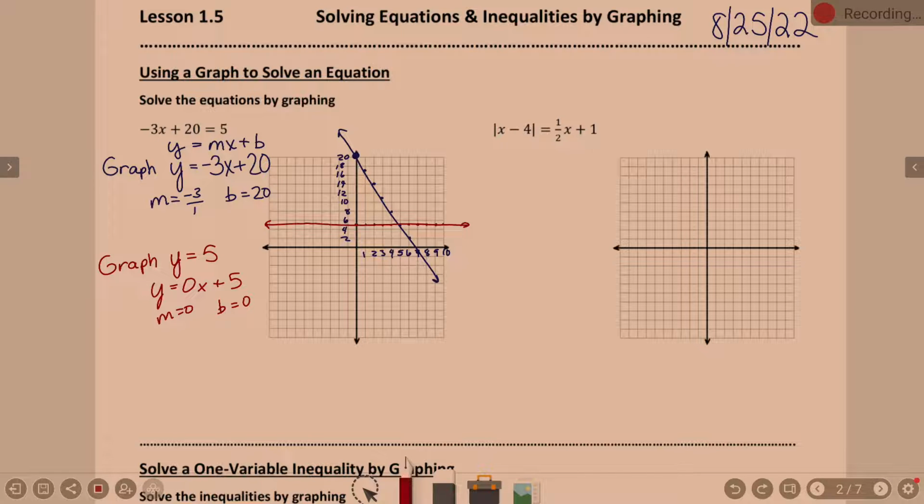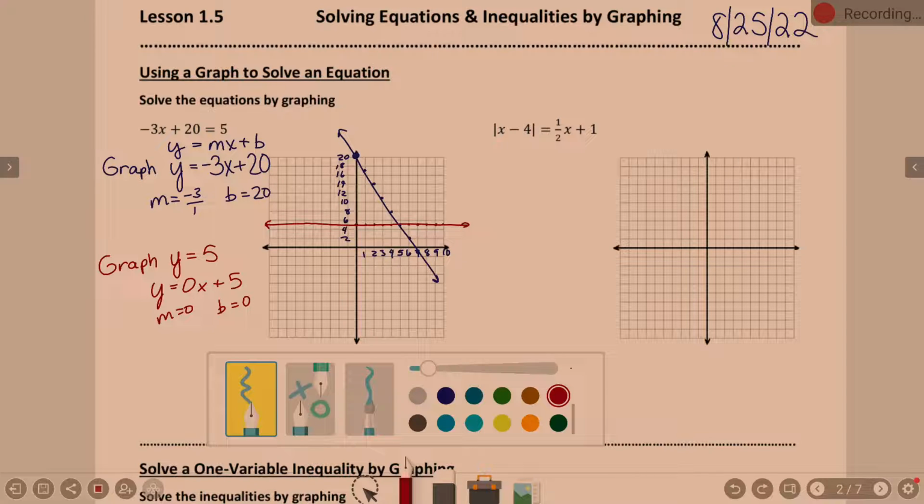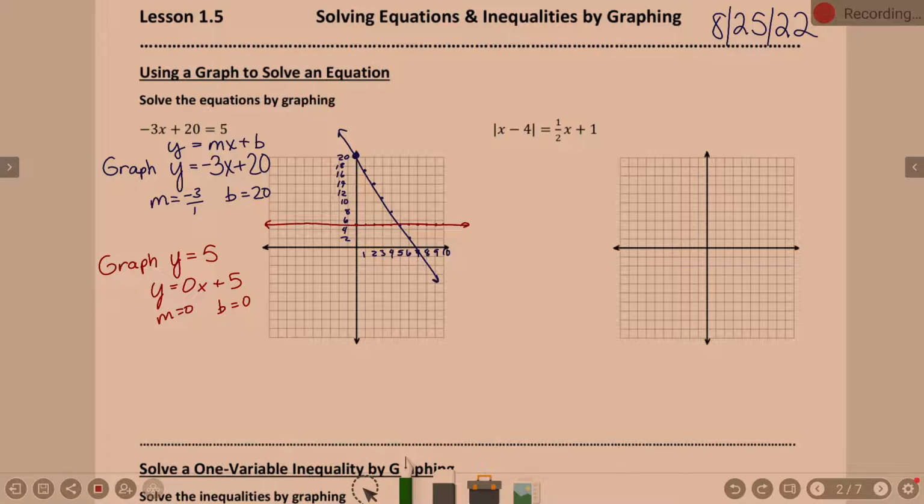Go back to the original problem. Okay? The original problem we were looking at is negative 3x plus 20 equals 5. What do we need to solve for here? Just x. So, x equals 5. In other words, yes, I agree. Not disagreeing at all.